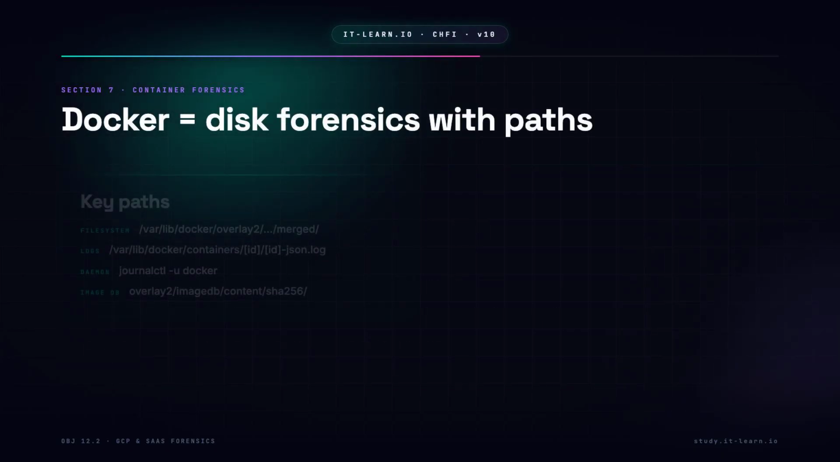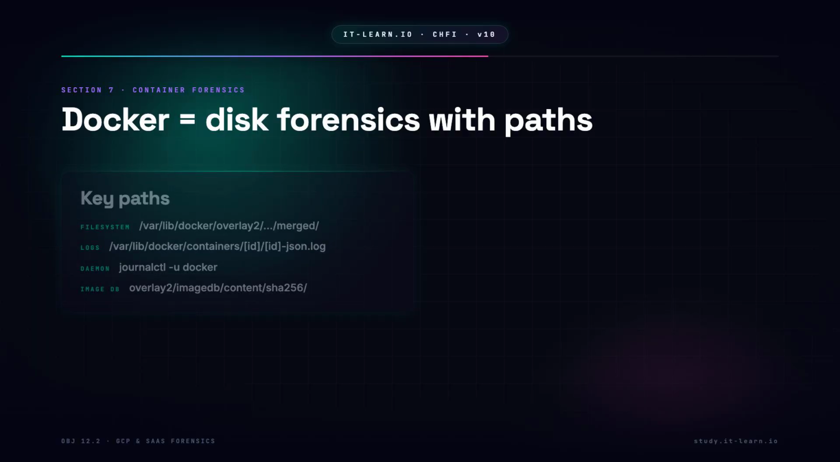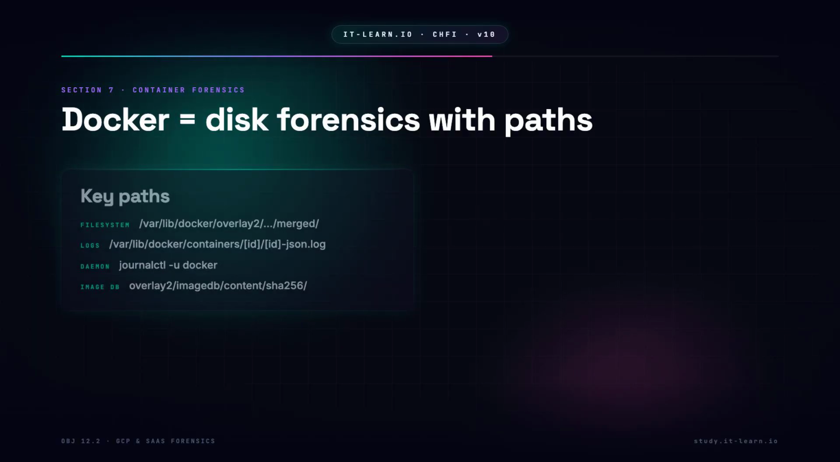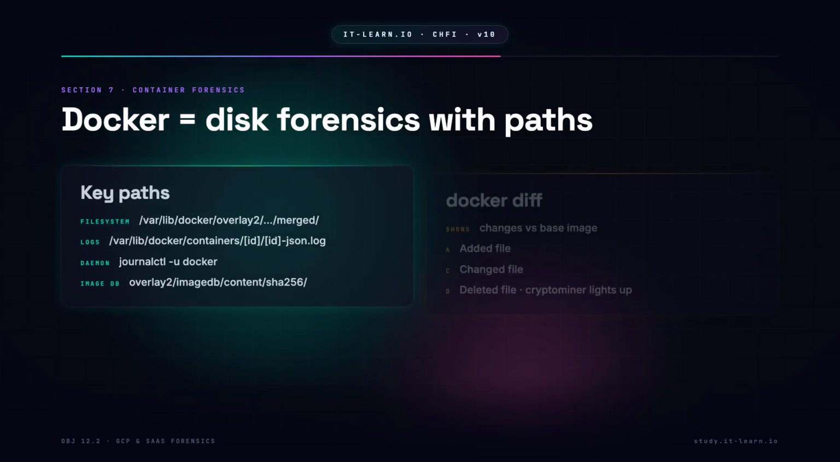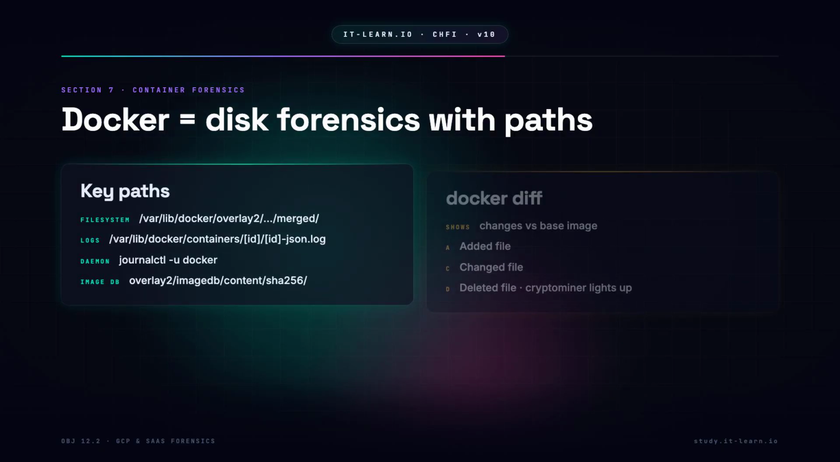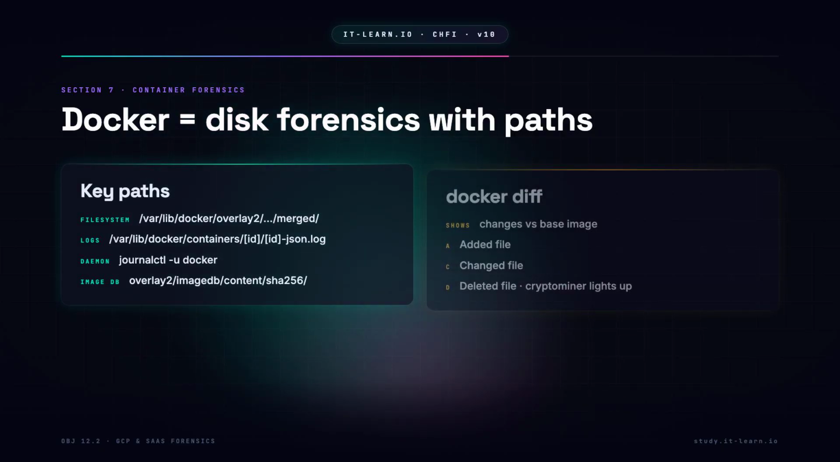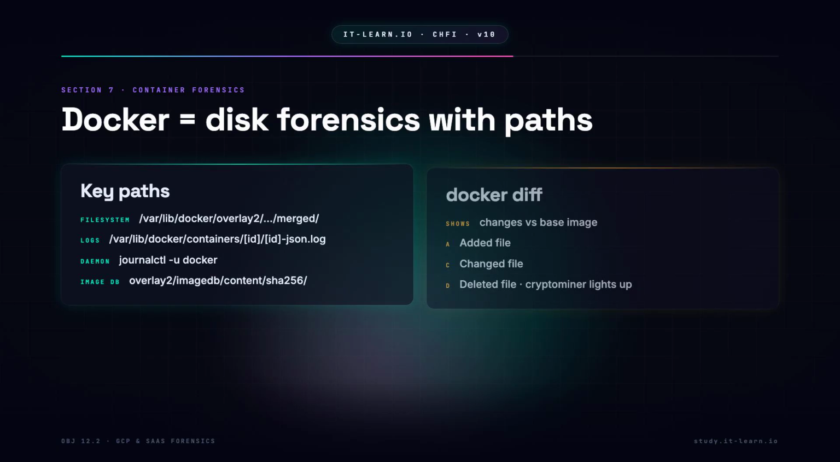Containers. Docker forensics is just disk forensics if you know the paths. Container file system: /var/lib/docker/overlay2, the merged directory. Container logs: /var/lib/docker/containers/, the container ID, then -json.log. Memorize that path.